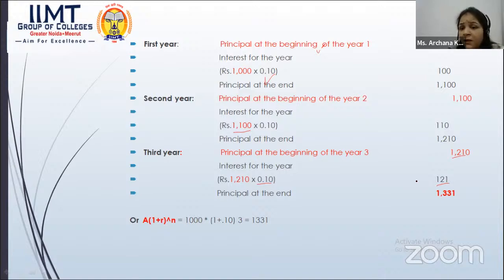First year, it would be 100. Second year, it would be 110. Third year, it would be 121. And for this calculation, we have a simple formula: A into (1 plus R) to the power n. So we can simply write principal amount multiplied by, in bracket, 1.10 to the power 3, and we will get 1,331, which is the same as our calculation.